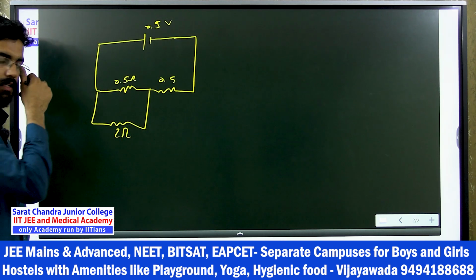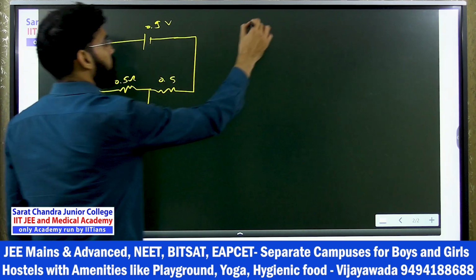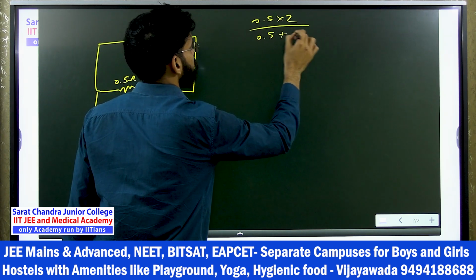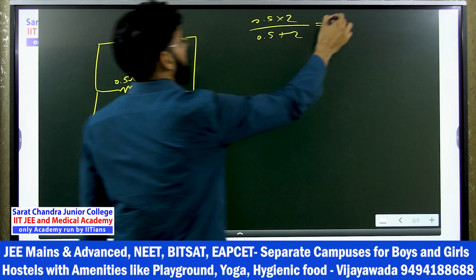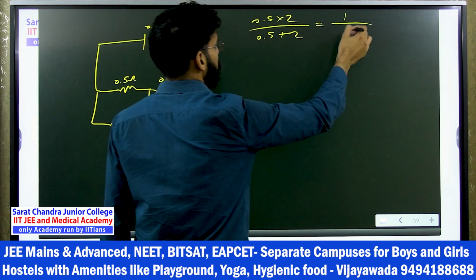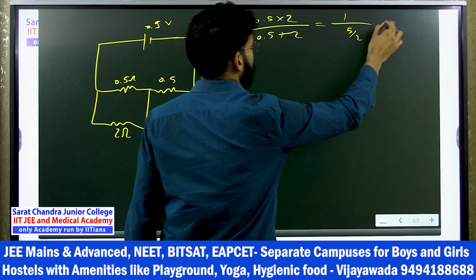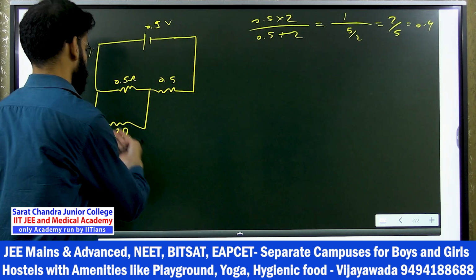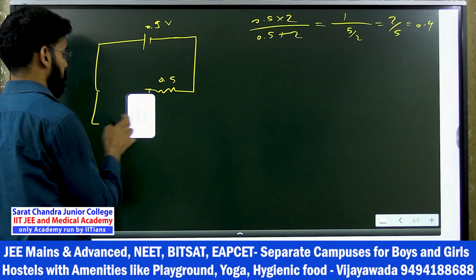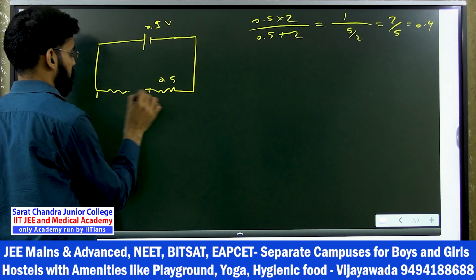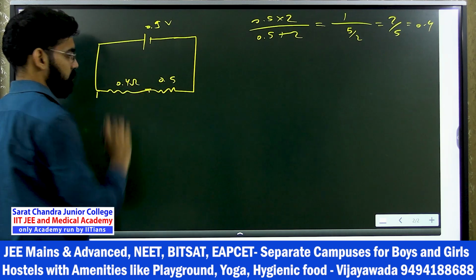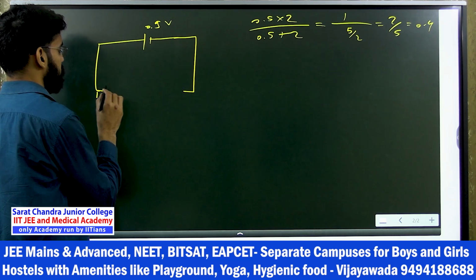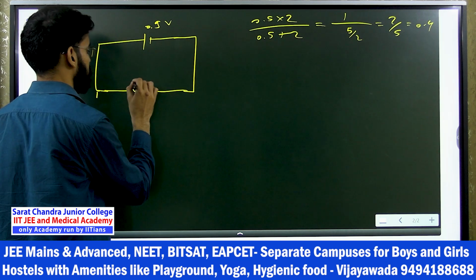These two are in parallel. So for parallel, we can see 0.5 into 2 divided by 0.5 plus 2, right? So this will come to 1 by 5 by 2, so this will come 2 by 5, meaning 0.4 ohm. So I can say here we have resistance 0.4 ohm. Then 0.4 plus 0.5 is 0.9, so the equivalent resistance came 0.9.